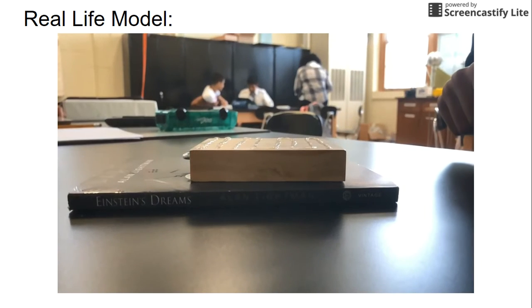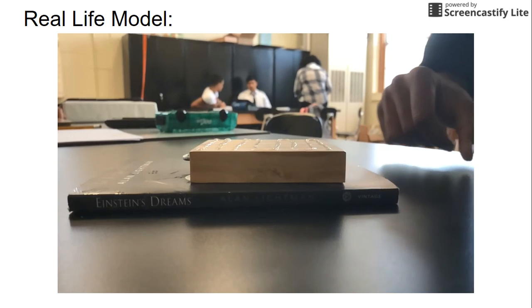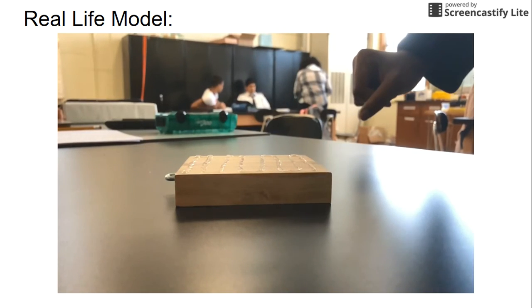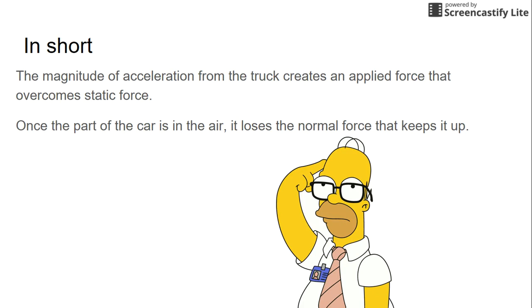So what we see on the slide is a real-life model. Nabil's going to end up pushing that book, and when he pushes the book, the block itself remains in the same position it's at. In short, the magnitude of acceleration from the truck creates an applied force that overcomes the static force between the two. Once the part of the car is in the air, it loses the normal force that keeps it up and thus falls to the ground.